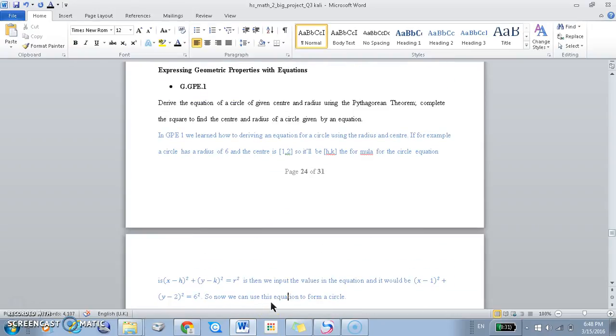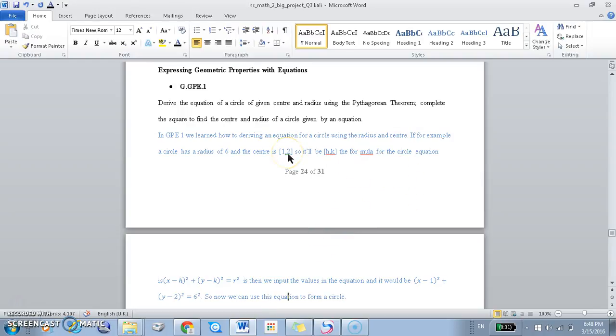So the next few standards are about expressing geometric properties with equations. In GPE1, we learned how to derive an equation of a circle using the radius and the center. So basically the center of the circle and the radius will be given to us, and we have to make an equation and form the circle.